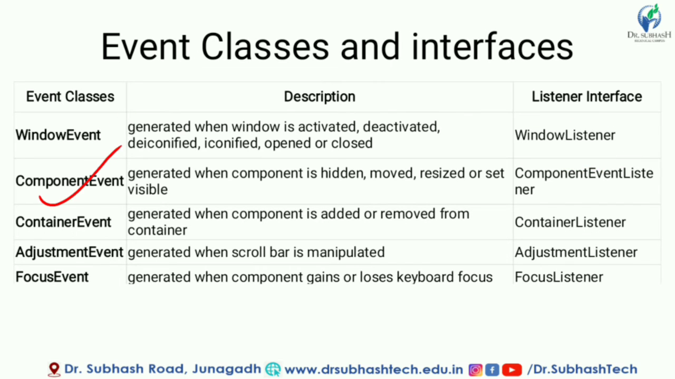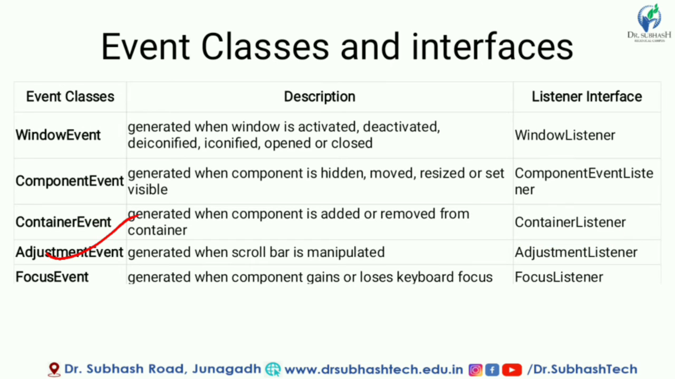Then there is the component event. This object is created when the component is hidden, moved, resized or set visible. So these are the operations which can be performed on the component. For this, the component event object will be created, and for this the listener available is the component listener. Then there is the container event. This event object is generated when a component is added to or removed from the container. With this, the event handler listener available is the container listener.